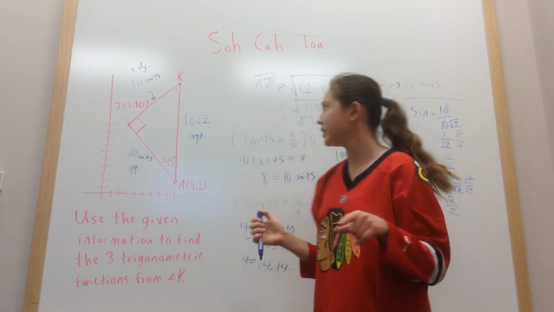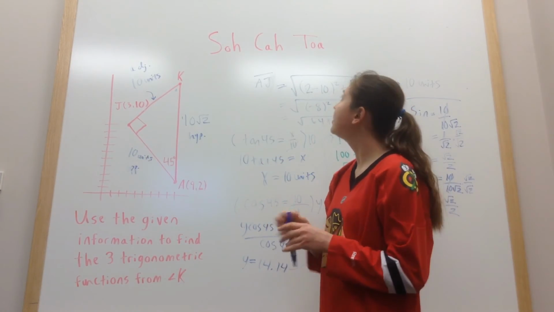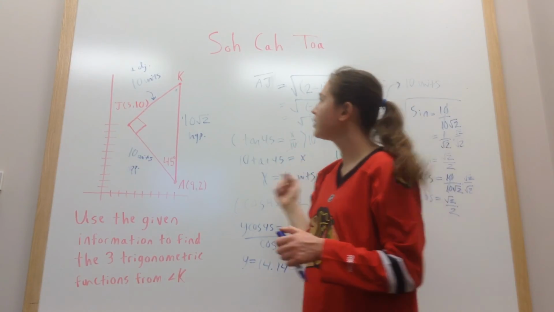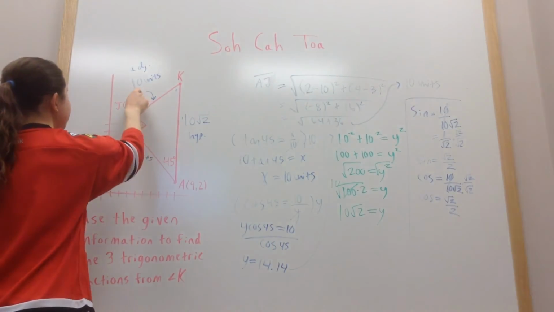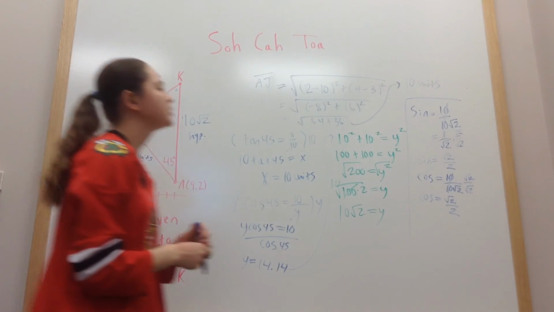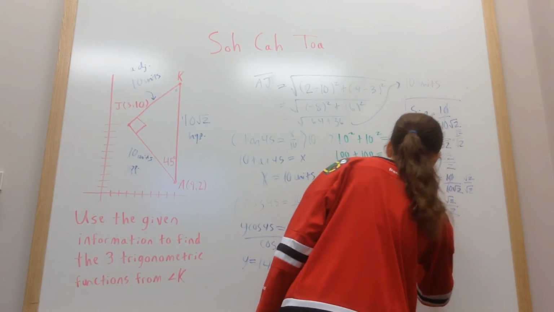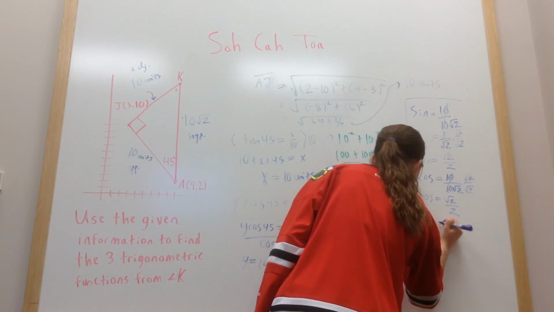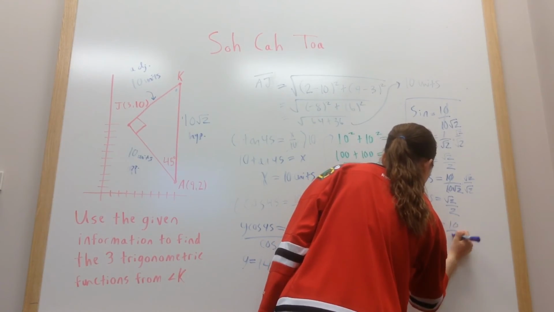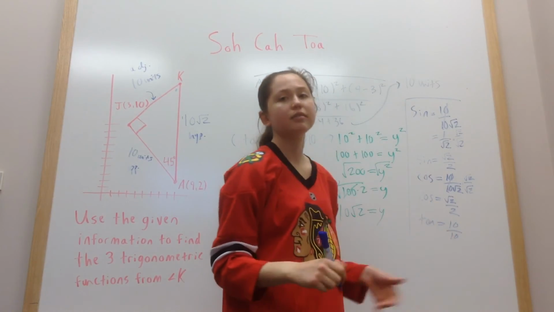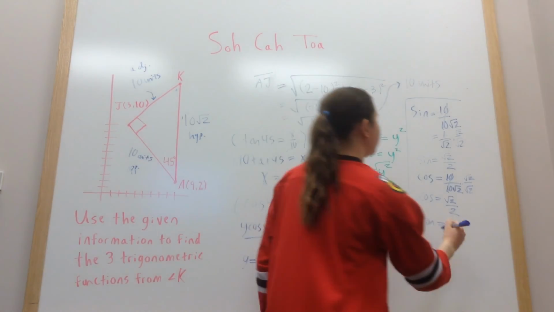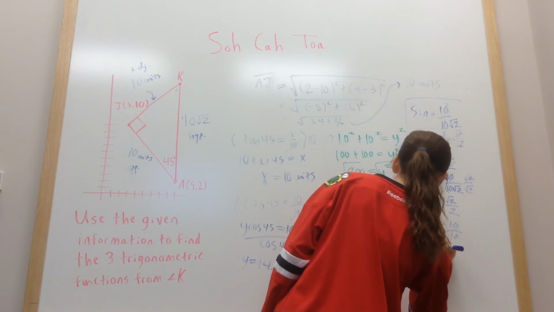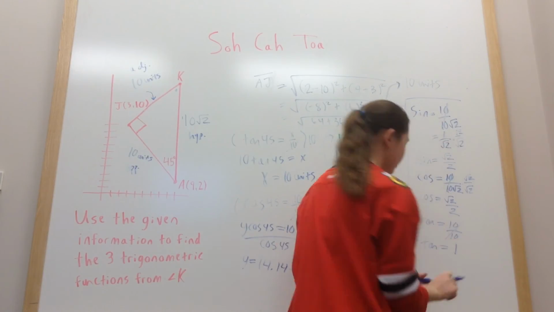Alright, last thing to do, the last trigonometric function, is going to be our TOA, or tangent. So from K, that's going to be opposite over adjacent, so 10 over 10. It's going to simplify really nicely. So 10 over 10, these both cancel, so really my tangent will be 1. Cancels, so tangent is equal to 1.